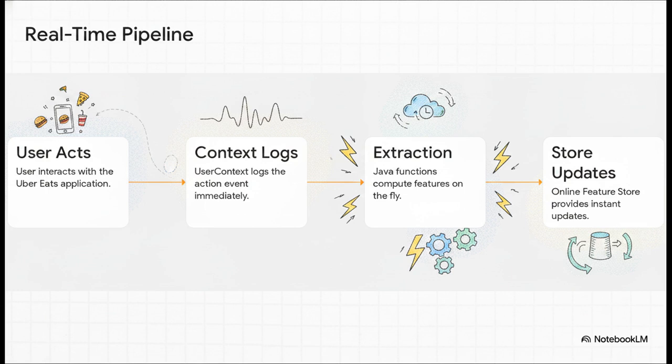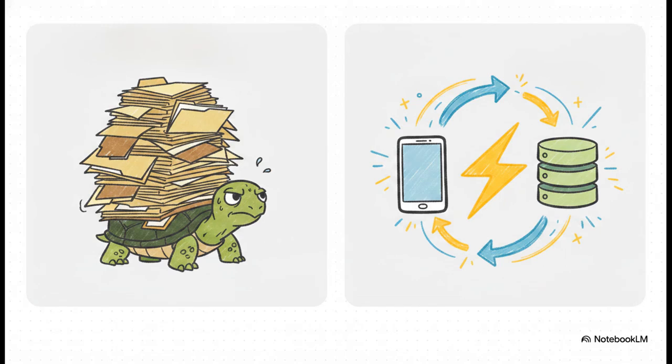Imagine this seamless pipeline. You do something on the app. Instantly, the user context system logs it. Right away, Java-based feature extractors compute the new features on the fly, and the online feature store updates. The system literally learns what you want while you're still deciding what you want. This real-time switch is just a massive upgrade.